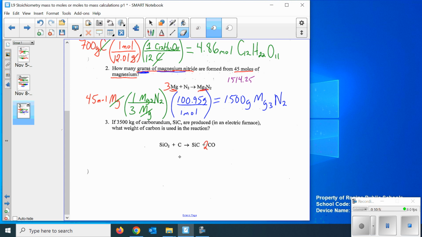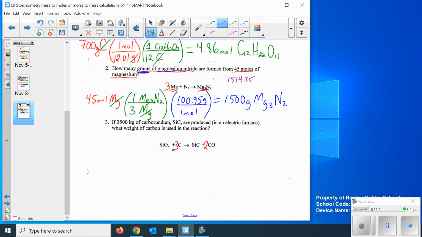SiC plus C. What do we do with carbon? I thought that too. 1, 2, 3 carbons. Like I said, I catch myself. I don't like just looking at equations. So I need a 3. I'm going to triple check here now. Si, Si. 2 O's, 2 O's. 1, 2, 3 carbons. 1, 2, 3 carbons.